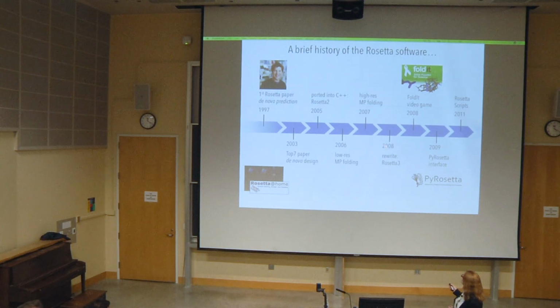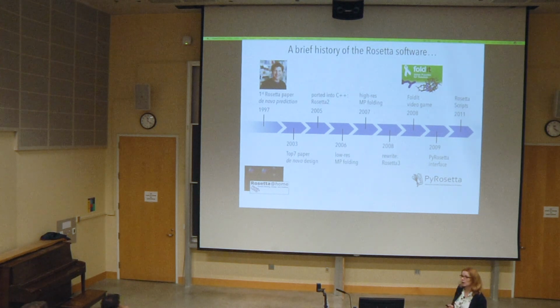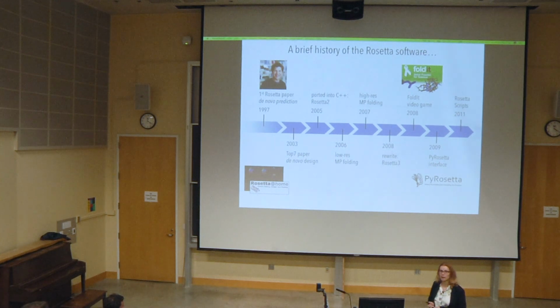Then people realized that the current state of the Rosetta software was not very maintainable or extensible because it was automatically rewritten into C++. So they decided to start over from scratch and write Rosetta in a new object-oriented code base. This is what we call Rosetta 3. Now, 10 years later, we're still working with Rosetta 3, and it has grown substantially since then.